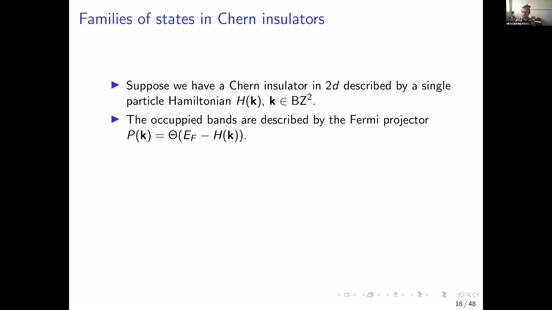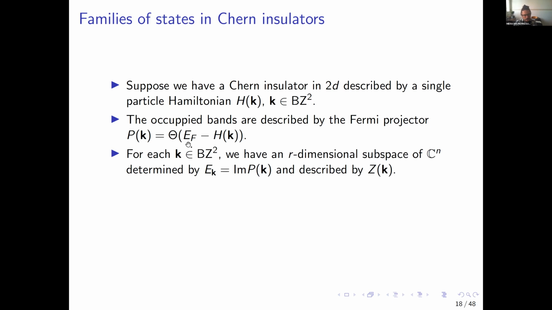Okay, so the occupied bands are again described by something which I call the Fermi projector. I'm not sure if this is the standard terminology, but essentially it's the orthogonal projector corresponding to all the bands which are below the Fermi level. So for each momentum in the Brillouin zone, we have an r-dimensional subspace of Cn. I'm assuming that this matrix h of k is n by n, where n is the total number of bands in the system, and r is determined by the range of this projector, or the image as a linear space of this projector.